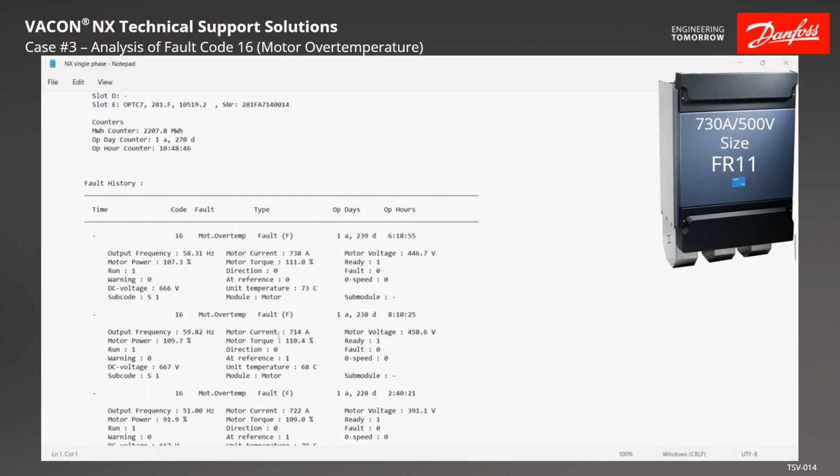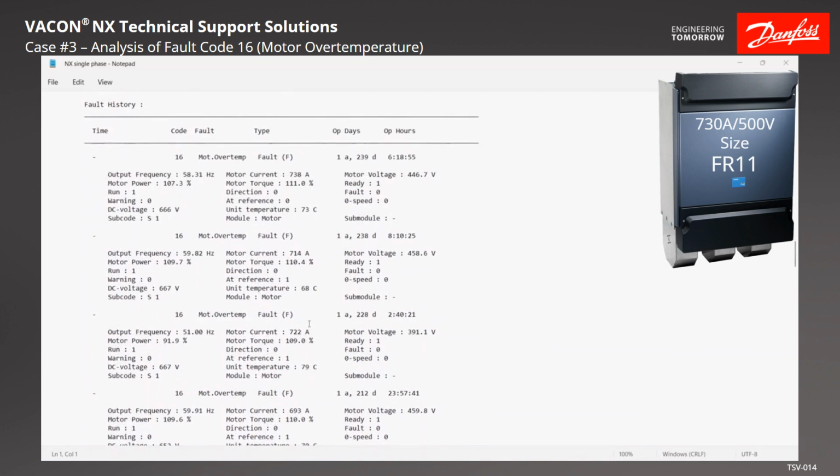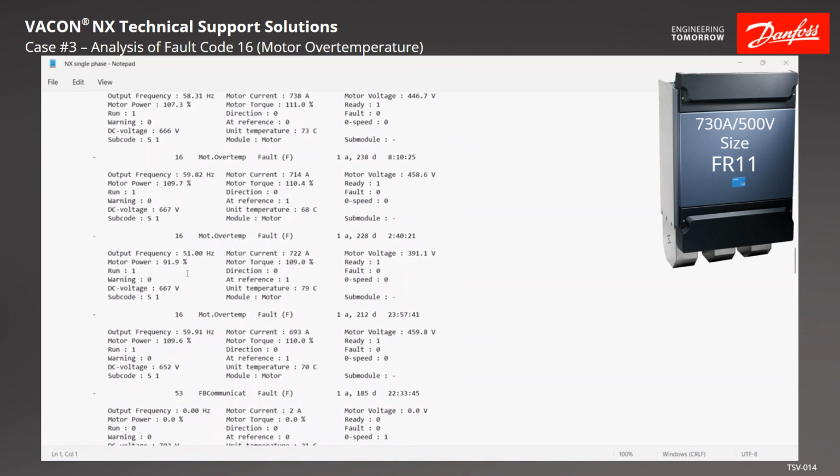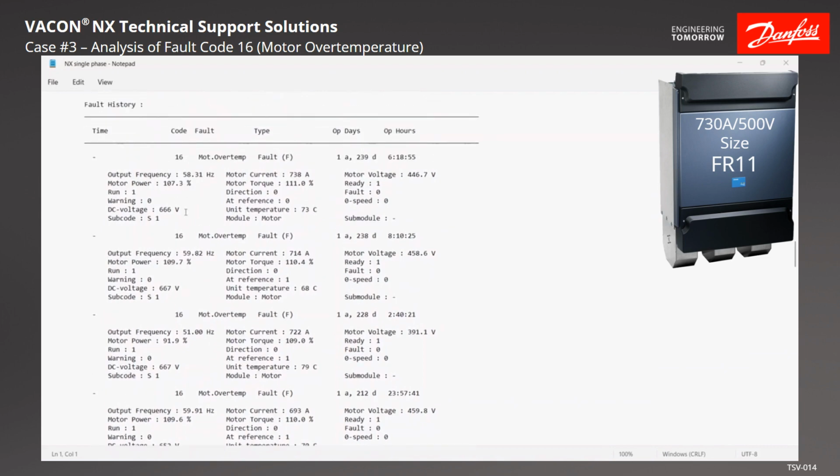Down here it's at 714 amps, 722 amps, 693 amps. We're always pushing a little bit more than 100, about 110% torque or so. Our power here is a little bit lower. You can see we're a little bit lower in frequency, but here we're up in frequency, pushing 110% power. So we say, all right, let's trigger the data logger while the drive was running, just to see what the drive looked like when it was running.